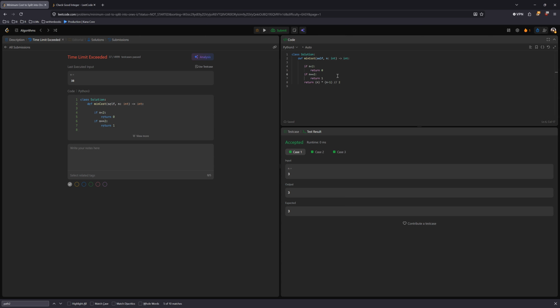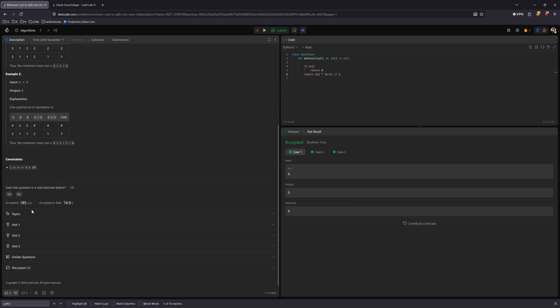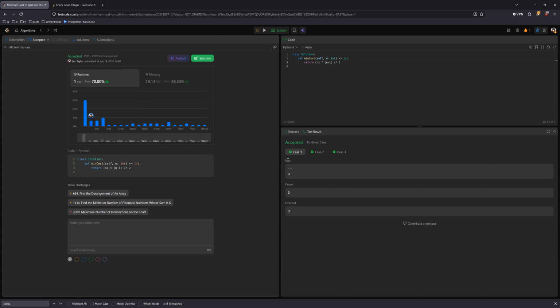Well, in this case. What is the minimum? The minimum is 1. How could something possibly be faster than that? You know what? I don't care. I'm glad that the problem is done.